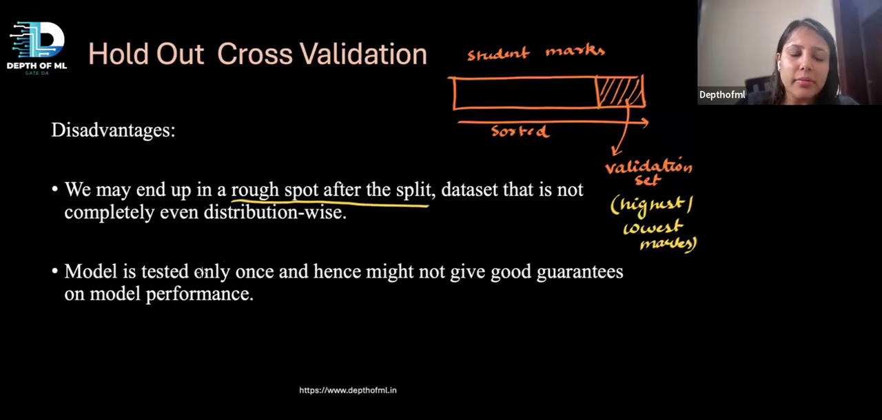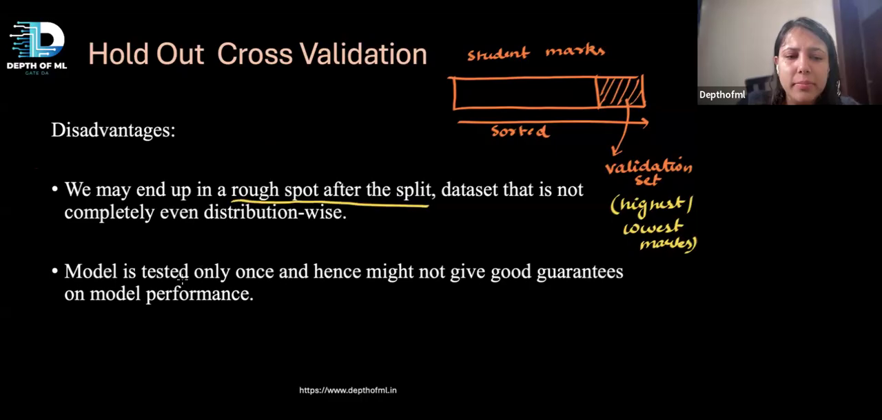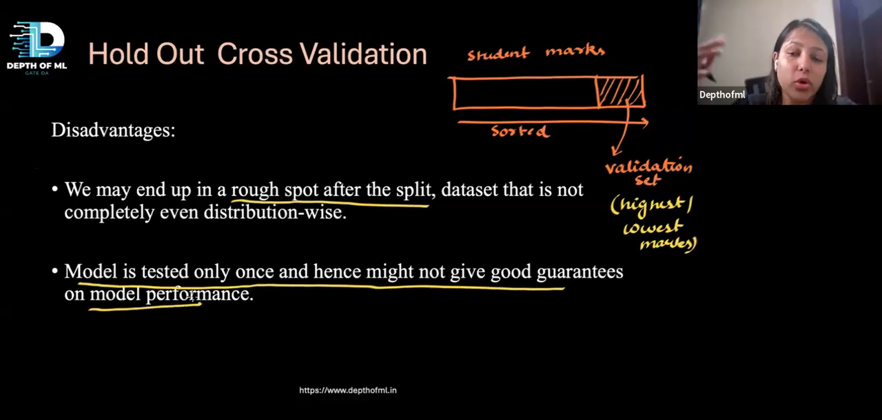Okay. And another disadvantage: over here we said it is an advantage that we have to train the model only once, but because the model is only tested once, it might fail to give us good guarantees, as you're just testing your model once. We'll see why other variations like K-fold cross-validation are better, because you will be testing your model multiple times. Fine.